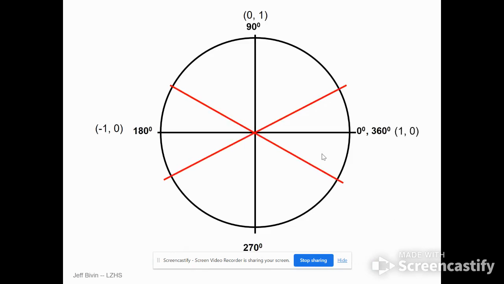All right, so now we're going to talk about radians. So for our 30-degree reference angle, this is actually pi over 6.